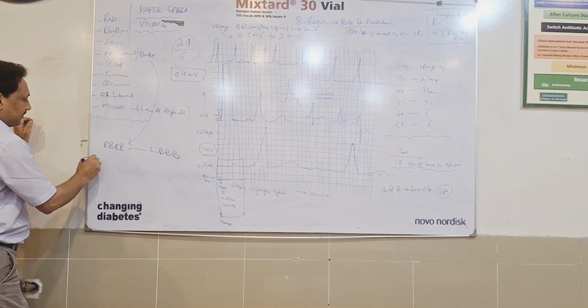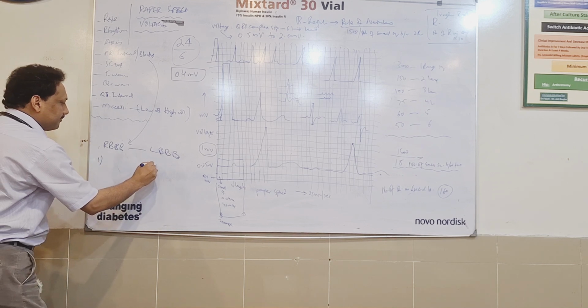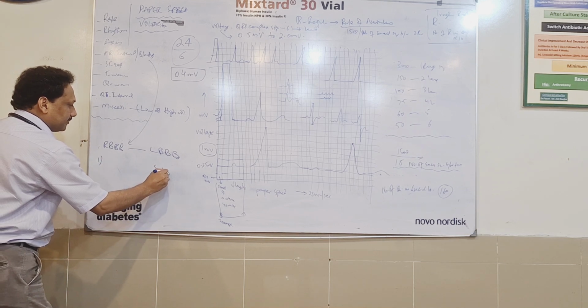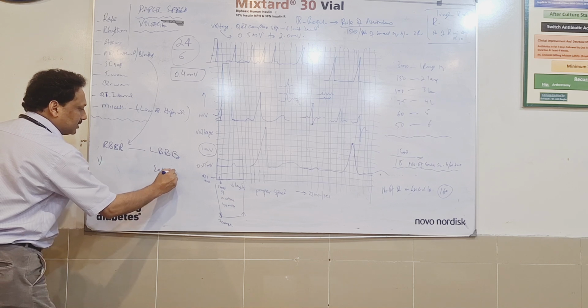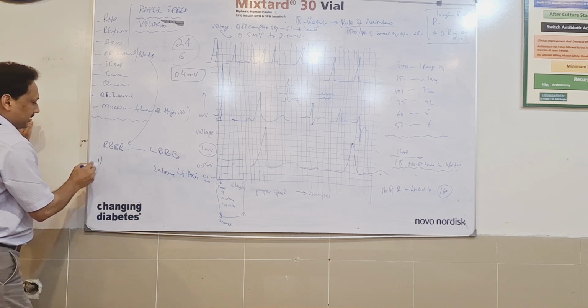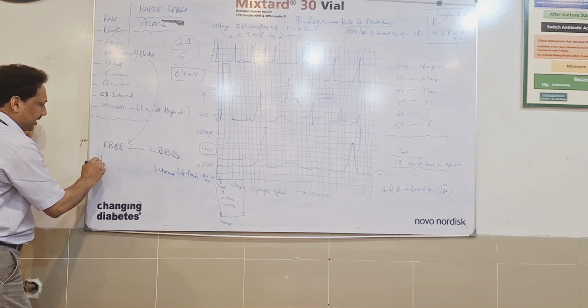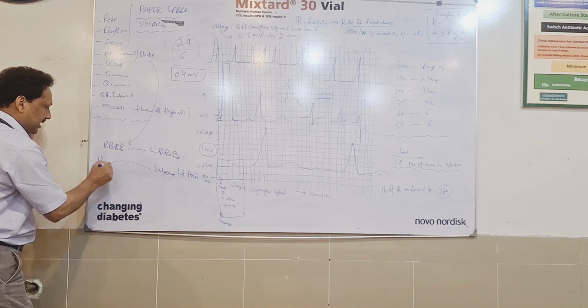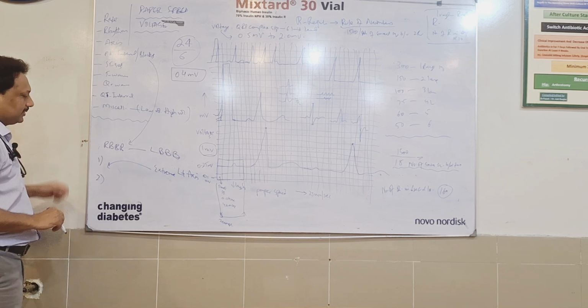So the things are extreme right axis, extreme left axis. Usually there is extreme left axis in LBBB. Not necessarily always, there is extreme right axis, but that can be the exact opposite picture in this scenario.